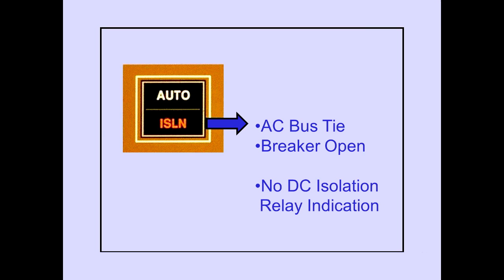Automatic isolation of an AC bus by the bus tie breaker does not open the DC isolation relay. Illumination of the AC bus isolation light only indicates the AC bus tie breaker is open. There is no flight deck indication of the status of a DC isolation relay.